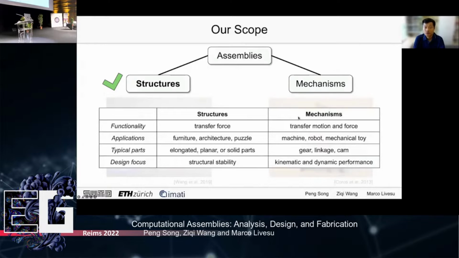Here we do a bit more comparison between structures and mechanisms. Structures are mainly used for transferring forces, while mechanisms can transfer both motion and force. Structures are widely used in furniture, architecture, and puzzles, while mechanisms can be found in machines, robots, and mechanical toys. Typical parts in structures have elongated, planar, or solid shapes, while typical parts in mechanisms are gears, linkages, and cams.